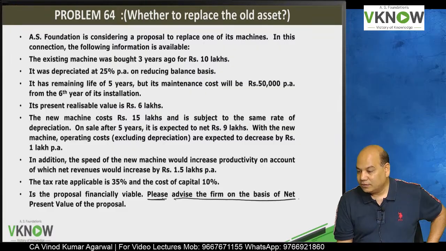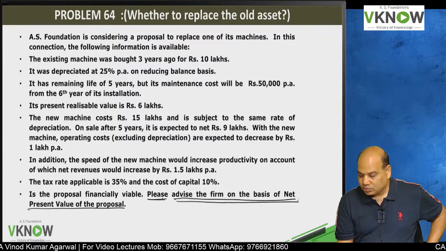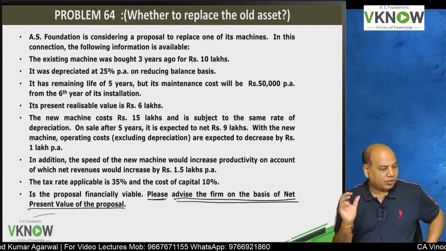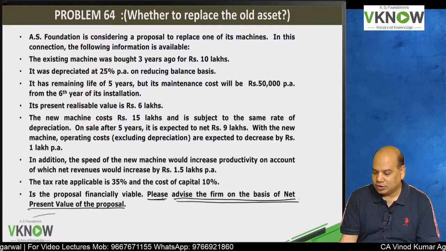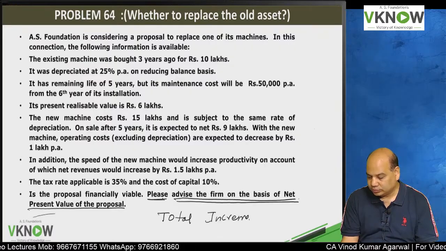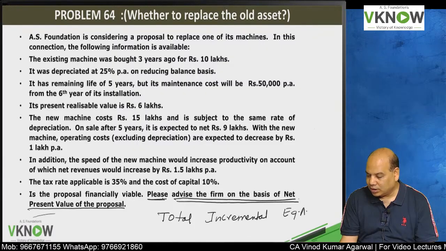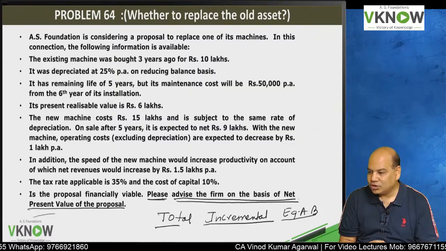Advise the firm on the basis of NPV of the proposal. Answer is to be based on NPV. In any case, we are going to compute NPV only. Now my question is, will we apply total approach or incremental approach or equivalent annualized benefit approach? Please reply. This question can be solved by which of the three methods?